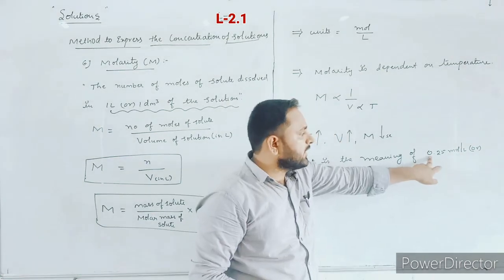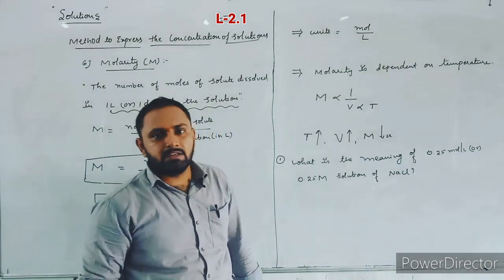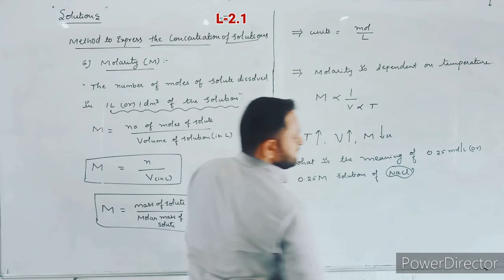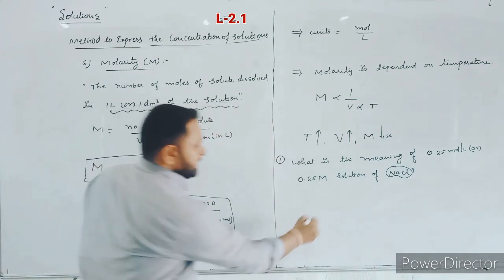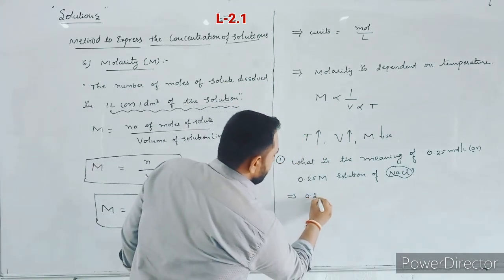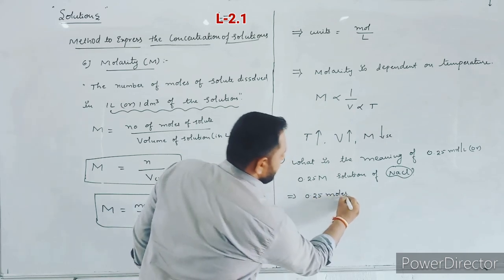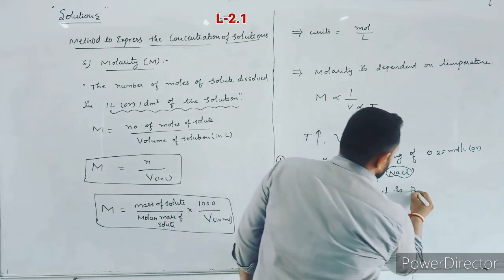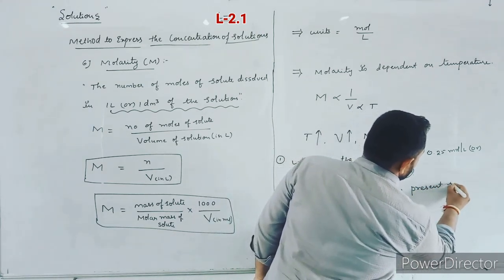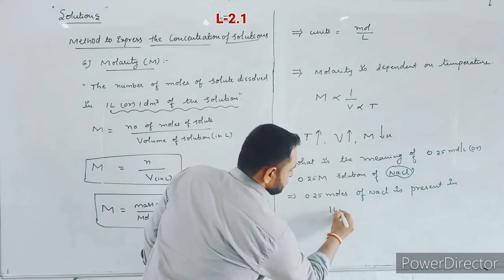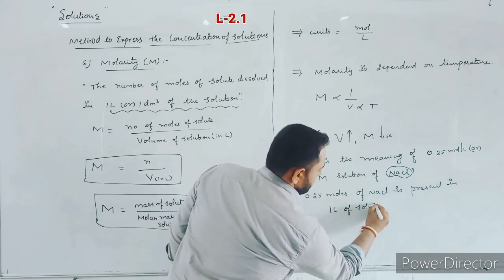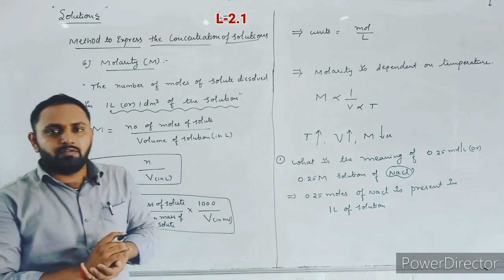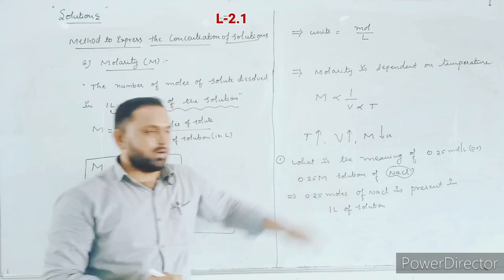So 0.25 mole per liter means that 0.25 moles of solute is dissolved in 1 liter of solution. Here, what is the solute? The solute is sodium chloride. So let us write: 0.25 moles of sodium chloride is present in 1 liter of solution. This is the meaning of a 0.25 mole per liter solution of sodium chloride.